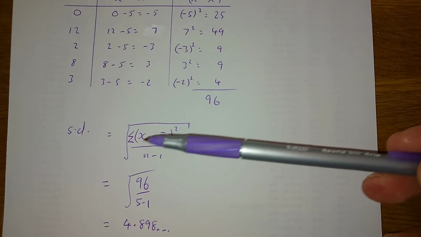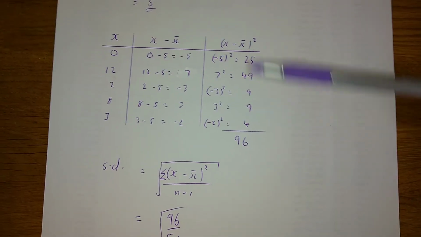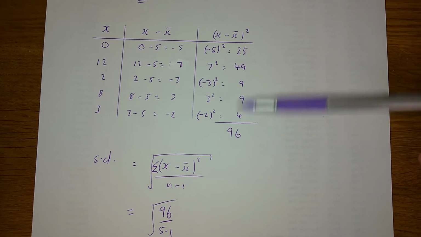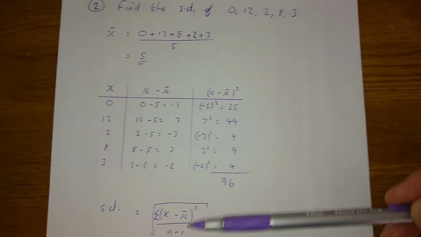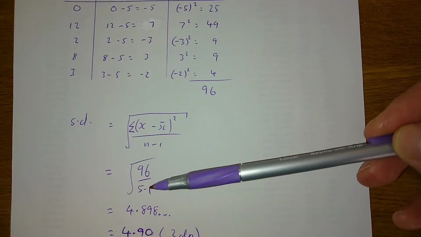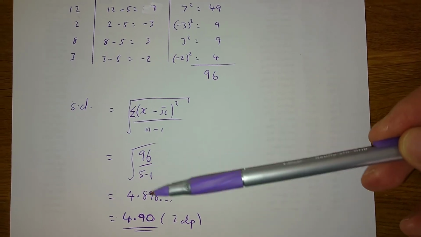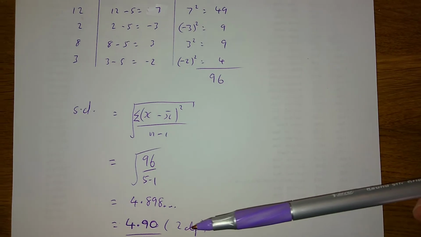So sigma x minus x bar all squared. Again, it's just the sum of this column. The top line of the formula is just the sum of this column, which is 96. N minus 1, again, I've got 5 values. 5 minus 1 is 4. Substitute into the formula, evaluate it on the calculator, unrounded, then rounded answer.